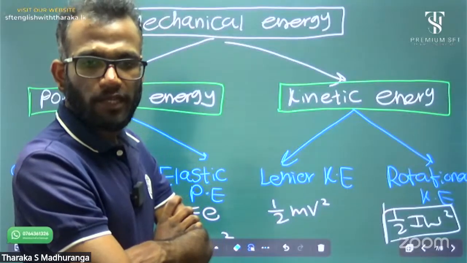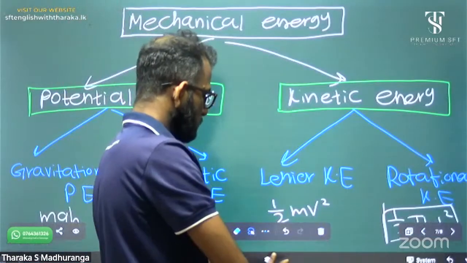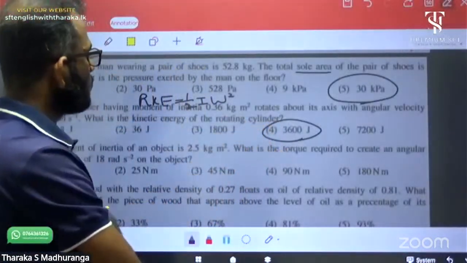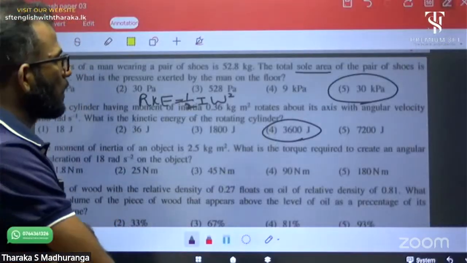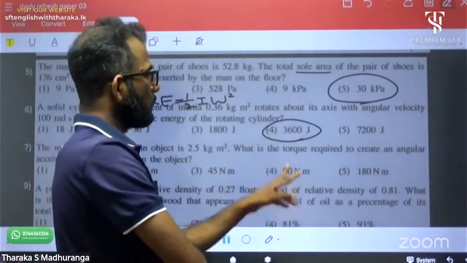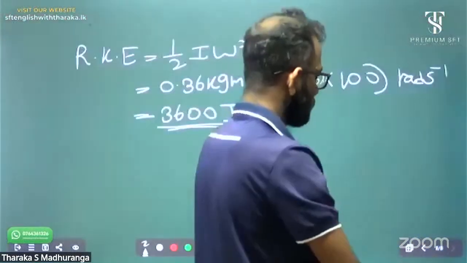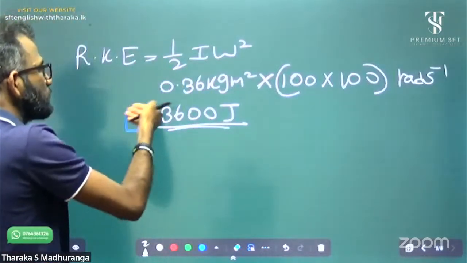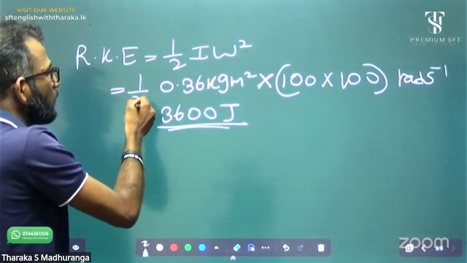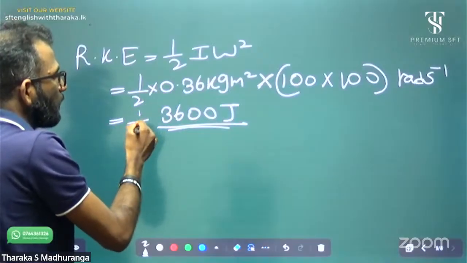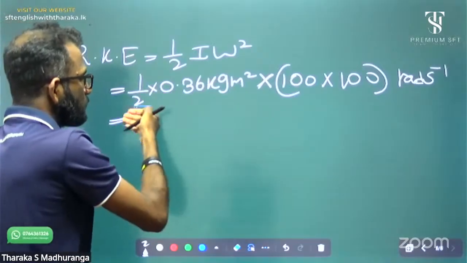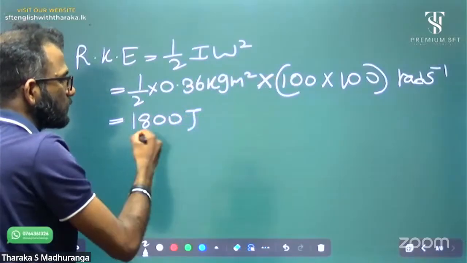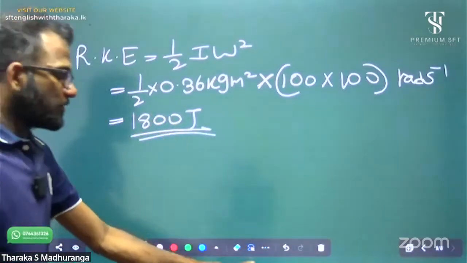How did you get 1,800? Moment of inertia 0.36. Yes, my mistake, I didn't add half, no? Yes. 3,600 over 2 is 1,800. Good, I told you your mistake.